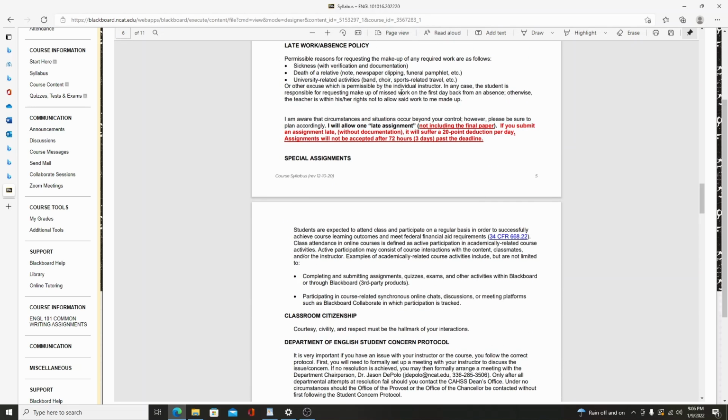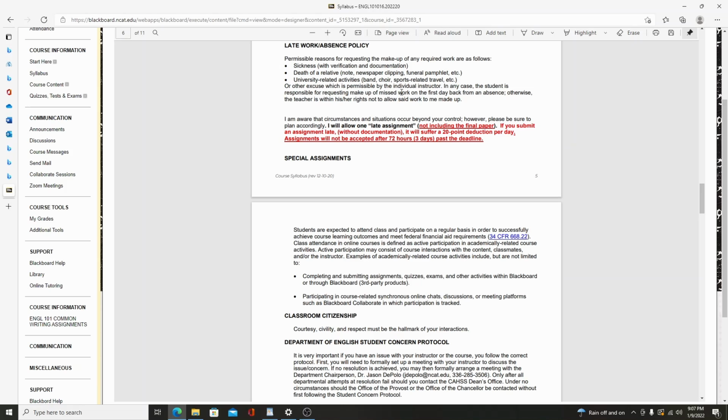The late work policy is the same policy as being absent. You'll obviously get an extension if it's sickness with documentation, a death of a relative, so you have to prove that to me, or a university-related activity. If you're doing a university-related activity, get the person who coordinates that event to send me documentation.